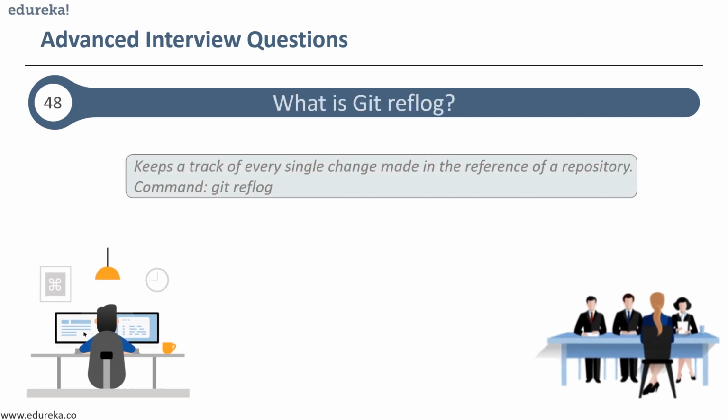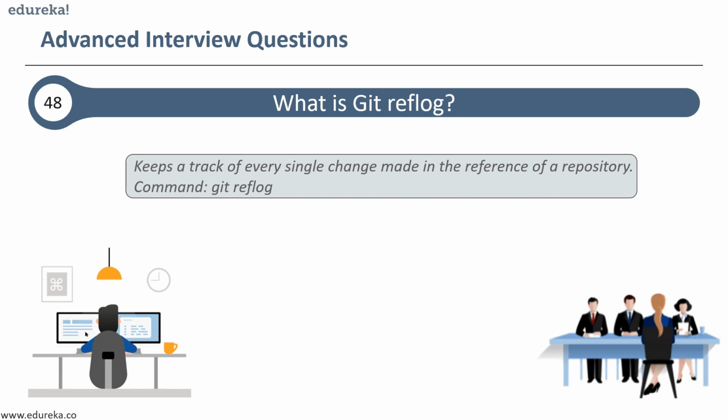The next question is, what is git reflog? The reflog command keeps track of every single change made in the references, that is the branches or the tags of a repository, and keeps a log history of the branches and the tags that were either created locally or checked out. Reference logs such as the commit snapshot of when the branch was created or cloned, checked out, renamed, or any commits made on the branch are maintained by Git and listed by the reflog command.